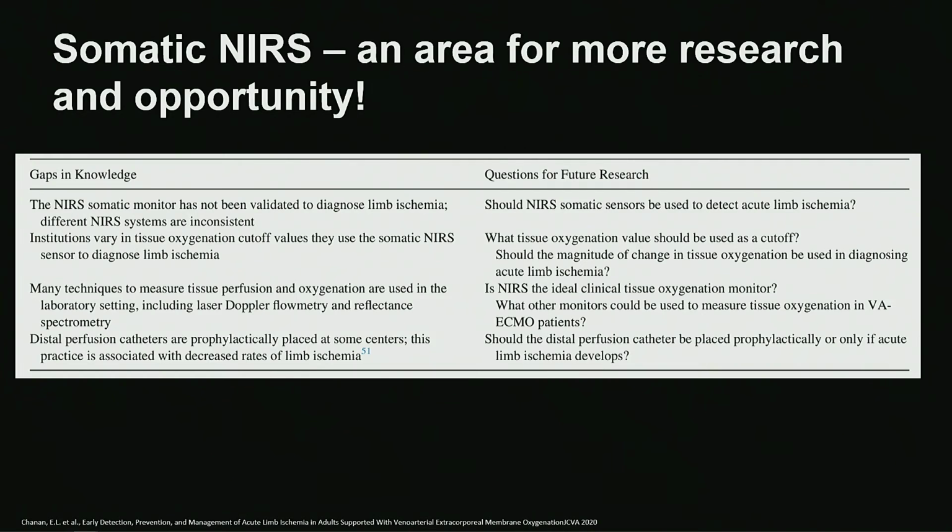Is NIRS the ideal clinical tissue oxygenation monitor? What other monitors could be used? And should a distal perfusion catheter be placed prophylactically or if acute limb ischemia develops? At our center, we don't place distal perfusion catheters prophylactically as a routine. But yes, we do respond to NIRS values, and then we do have distal perfusion catheters placed if there is a situation that demands it.